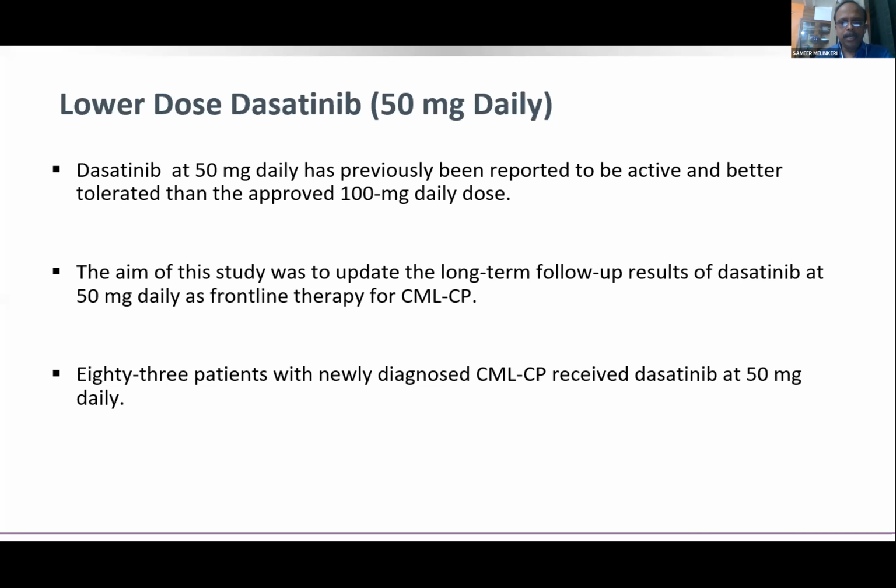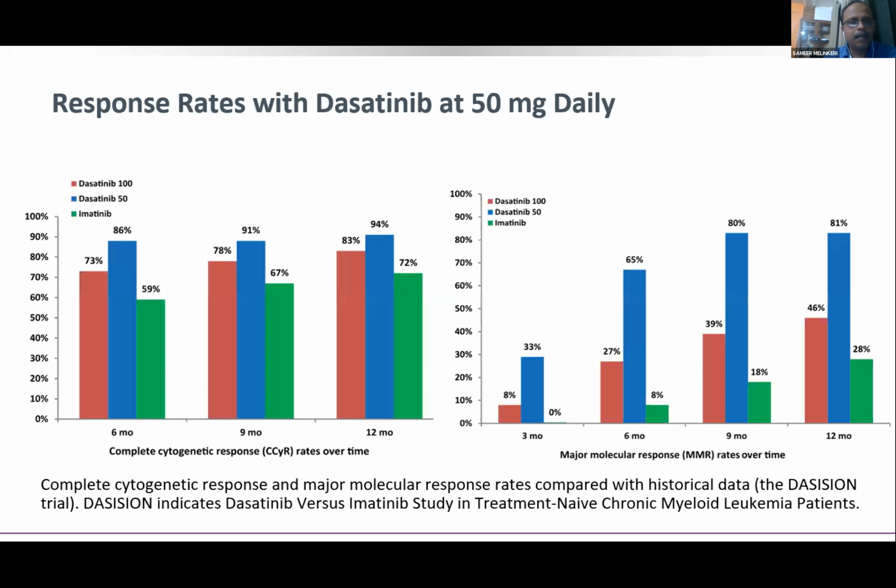So it was noted, and we've also seen this, that when you reduce the dose of dasatinib, the patient never loses his response, even in Ph+ ALLs. And dasatinib 50 has sort of been approved, so it's better. It was seen that it was better tolerated than the 100 milligram daily dose. So the aim of this study was to update the long-term follow-up of results of dasatinib at 50 milligram as frontline therapy. There were 83 patients who were randomized to the dasatinib 50 milligram arm.